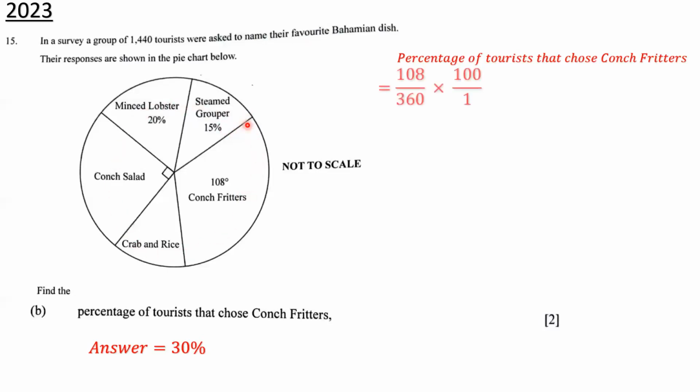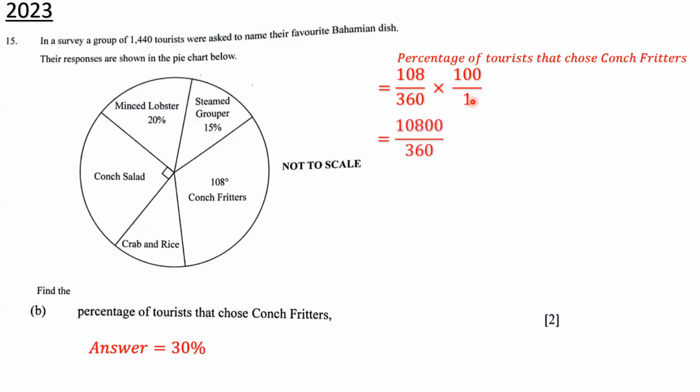When we add up all the angles inside the circle, we're going to get 360, and 108 degrees is just a part of that 360. So that's why we put it over 360. So 108 over 360, because 108 is part of the entire circle, which in all the angles add up together gives us 360 degrees. Now we have 108 over 360, that's a fraction, and we want to multiply it by 100 over 1 to turn it into a percentage.